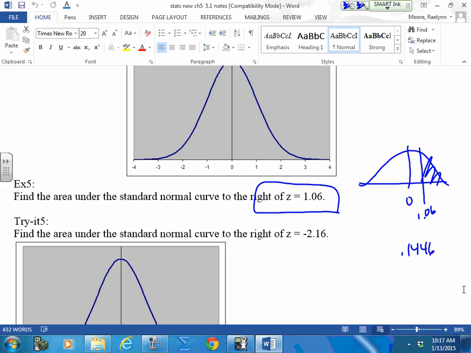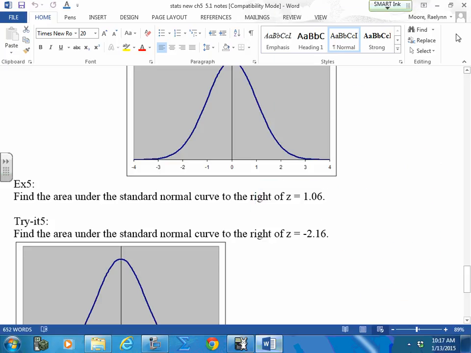Did you get that? No? Okay. So let's try this again. 1.06. You got that? And subtract this from 1. Now, did you look up 1.06 in your table? Be careful that you're in your positives. 1.0 is on the left-hand side, and the 0.06 is on the top. Speak up if you don't have that.